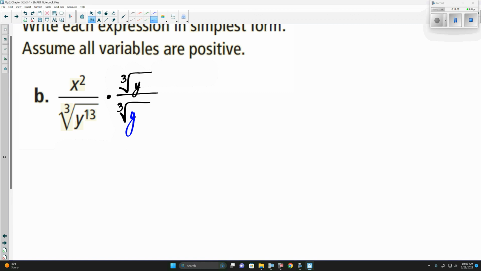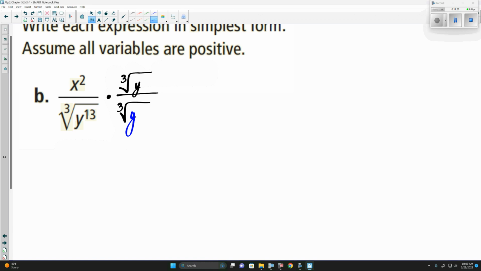What's the next number after 13 that will be divisible by 3? So 12 is divisible by 3, but it would be smaller because we want to go up. 15. Yeah, because 12 is true.